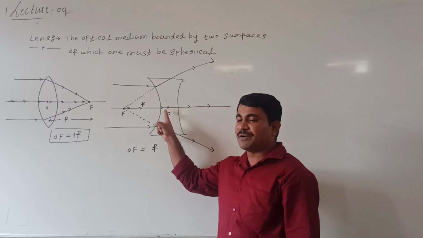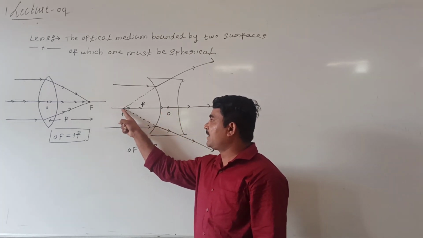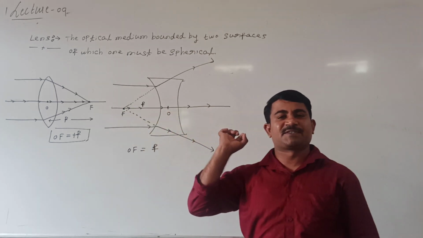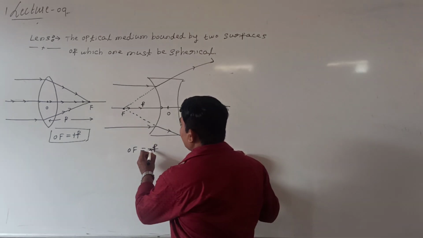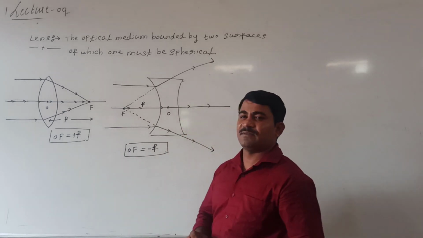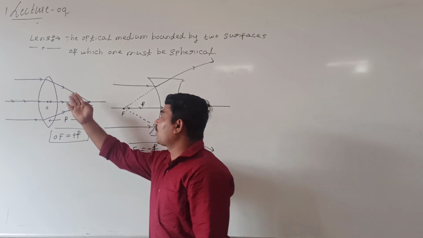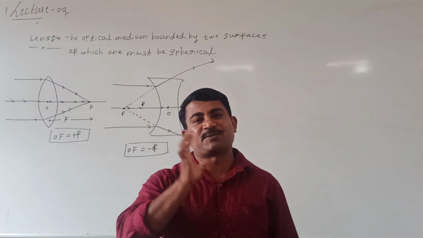All distances are measured from the optical center, first point. The distance between the optical center and the principal focus we call the focal length, and this focal length is opposite to the direction of the incident ray. Opposite to the direction of the incident ray, all distances are taken to be negative. So for a concave lens, the principal focus is always taken to be a negative value, and for a convex lens, the focal length is always taken to be a positive value.